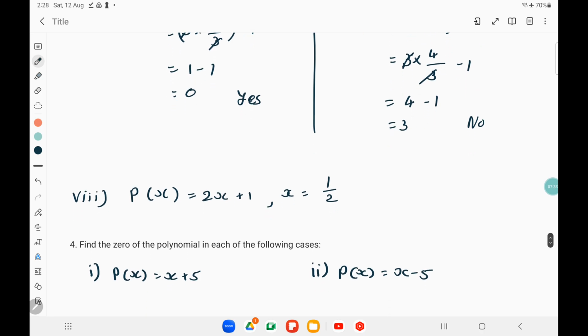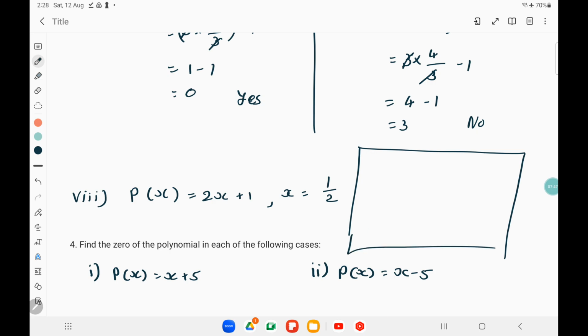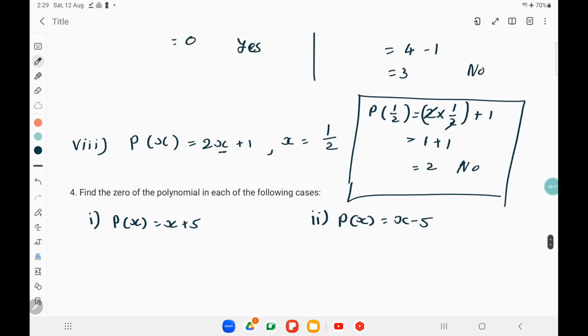Okay, here for this question we don't leave this much space. I am going to solve this question here. So here P(x) value, we take the half, equal to 2 times x, I replace x by the half, plus 1. So the 2 cancels down because numerator and denominator are the same number. 1 plus 1 is 2. So no, it is not a 0 of the polynomial. Okay, half is not a 0 of this given polynomial.